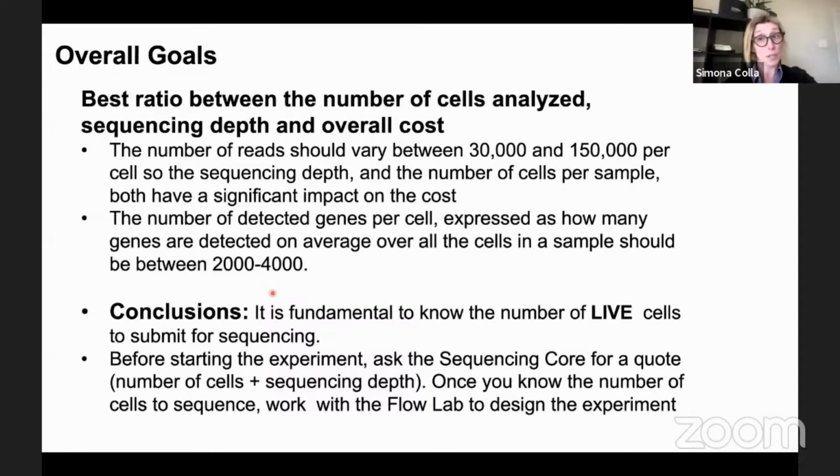Sequencing, depth of sequencing, number of cells that you need to sequence, and overall cost. So as a first conclusion, what I do every time, and is fundamental for me, is first to sort live cells, because the apoptotic cells that you sort will affect your result, and you pay for something that is not going to be good. First important thing: live cells.